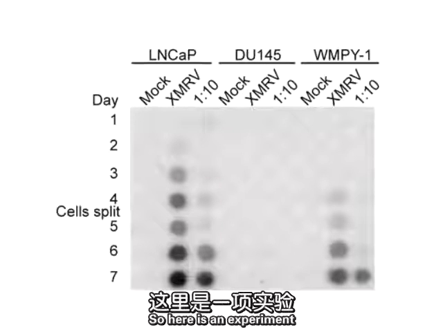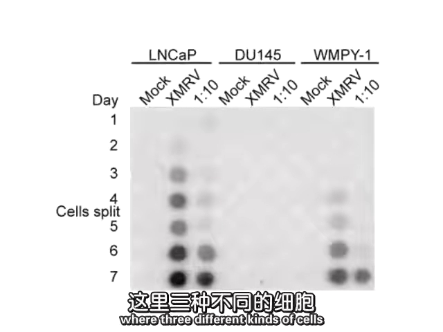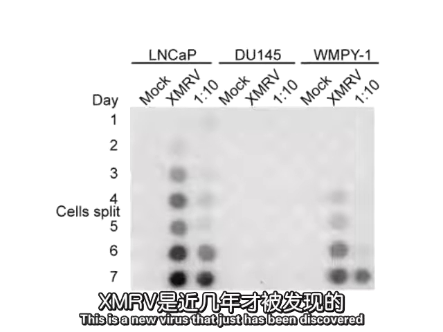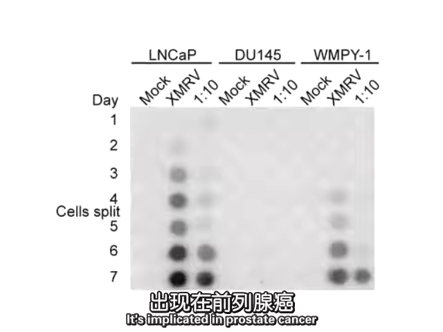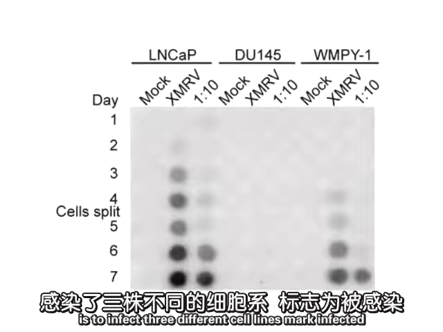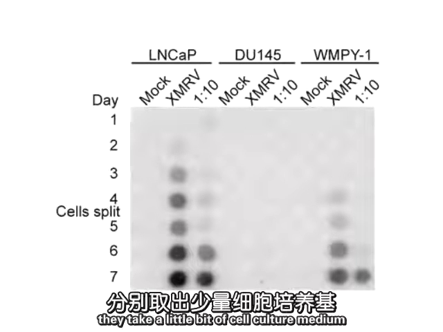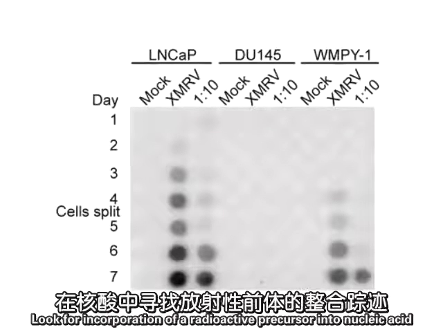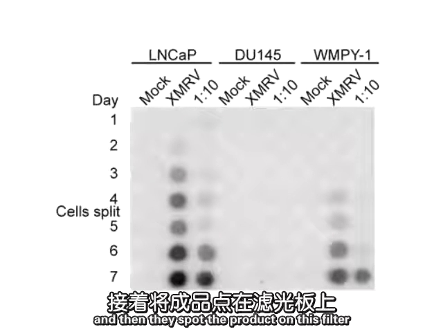So here's an experiment where 3 different kinds of cells were infected with this virus called XMRV. This is a new virus that's just been discovered in the last couple of years. It's implicated in prostate cancer, and it's implicated in chronic fatigue syndrome. So what they did in this experiment is to infect 3 different cell lines, mock infected, and then at different days after infection, they take a little bit of the cell culture medium and do a reverse transcriptase assay. Look for incorporation of a radioactive precursor into nucleic acid. And then they spot the product on this filter and expose it to X-ray film.